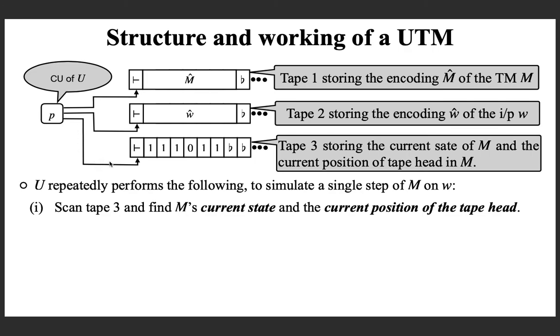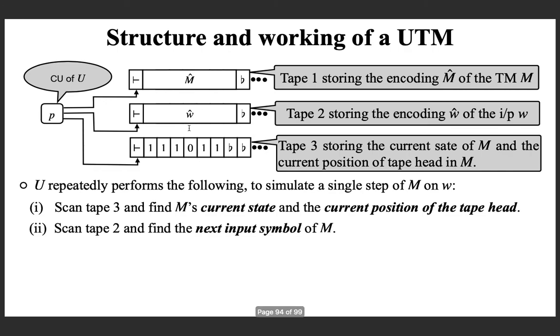The Universal Turing Machine is always pointing to the leftmost position, and in this step it scans this tape and finds the current state and the current position of the read-write head on the tape of M. Then, by using that position, scan tape 2 and find the next input symbol. You know that the input to M is stored in the second tape. Now from here you know the position of the read head, and you go to that position and find what the next input symbol is.